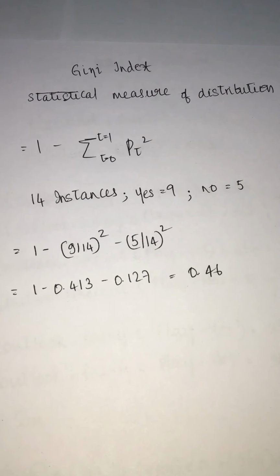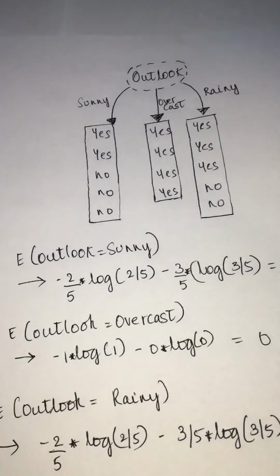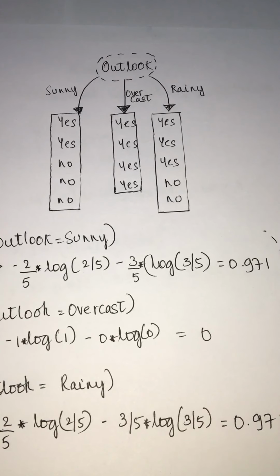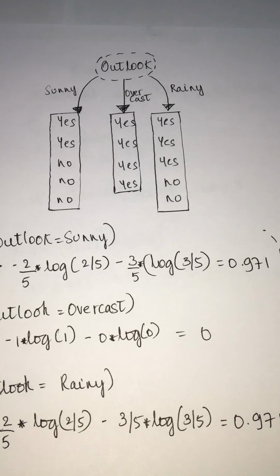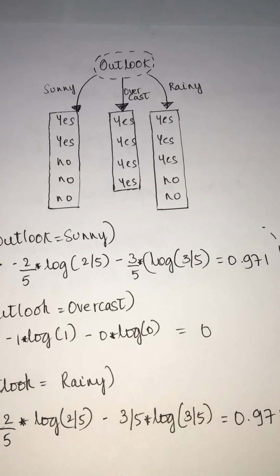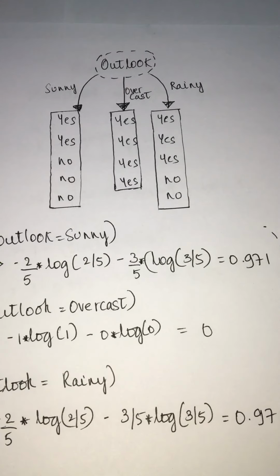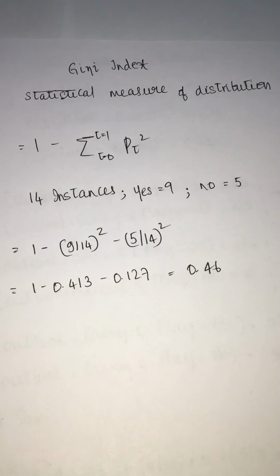Just to give a recap, we used the column outlook. The column outlook had three unique values: sunny, overcast, and rainy. This was the column on which we calculated information gain. Similarly, we'll do that for the other metric as well.